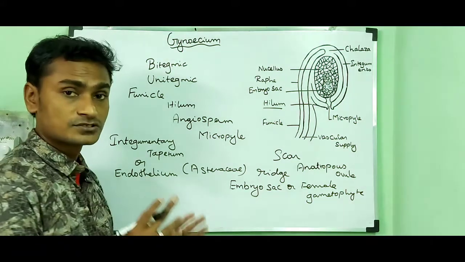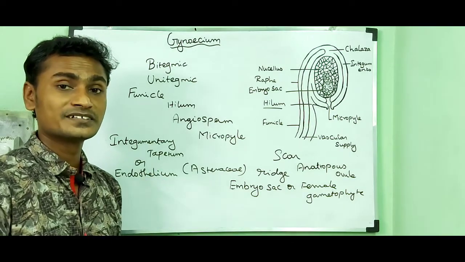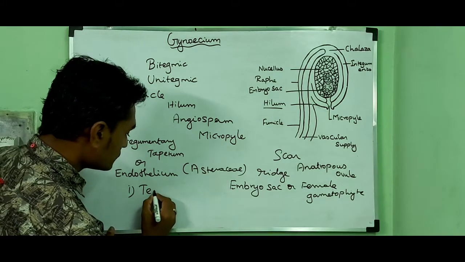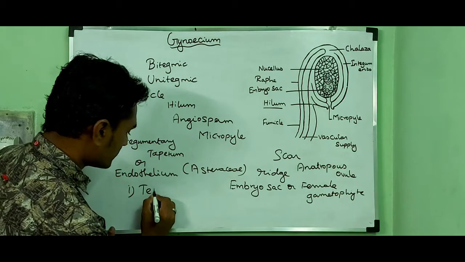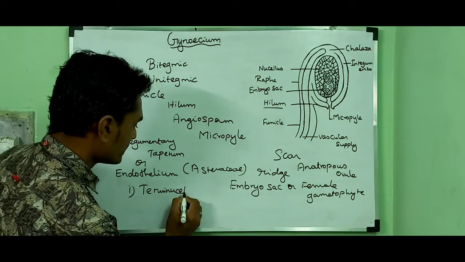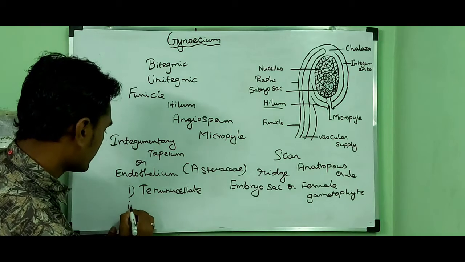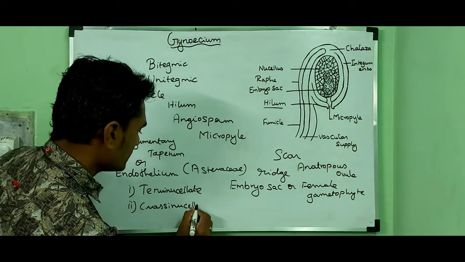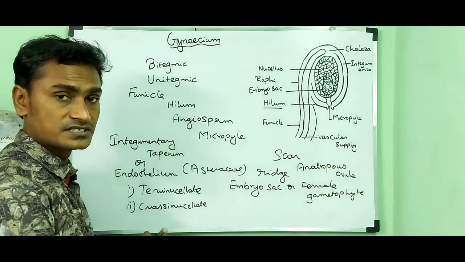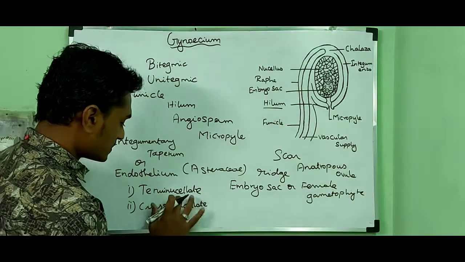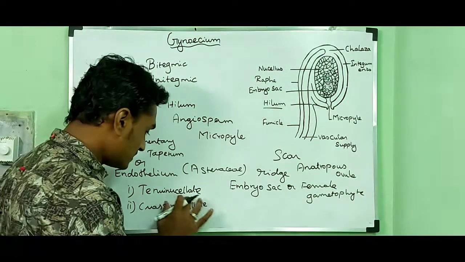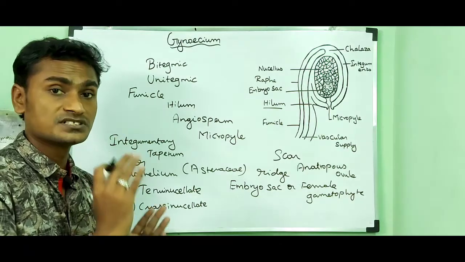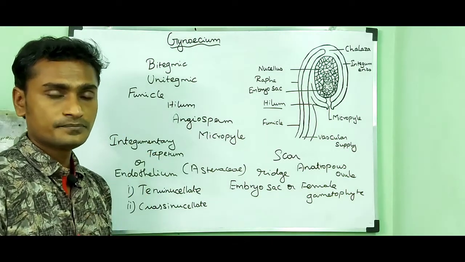Then there are two types of ovules based on the position of sporogenous cells. They are tenuinucellate and crassinucellate. In tenuinucellate, the sporogenous cell is hypodermal in origin.